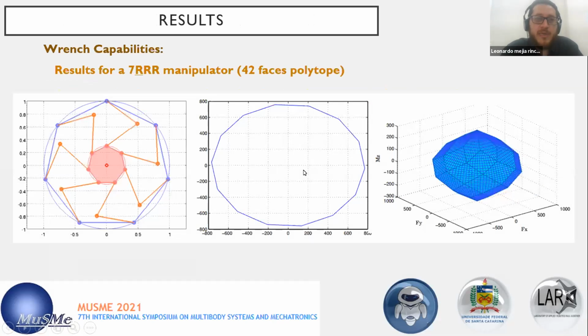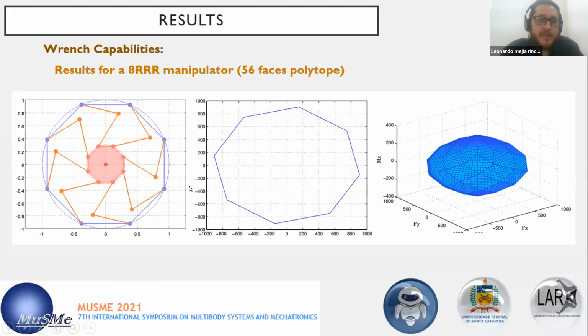In this case, we studied the phenomena in 3 manipulators containing 7, 8, and 9 actuators at the base of the system. So this is a 7RRR planar manipulator, and we can see that by applying the proposed method, we can obtain this polar representation and its corresponding polytope, that is a three-dimensional representation of all the forces and moments on the end effector.